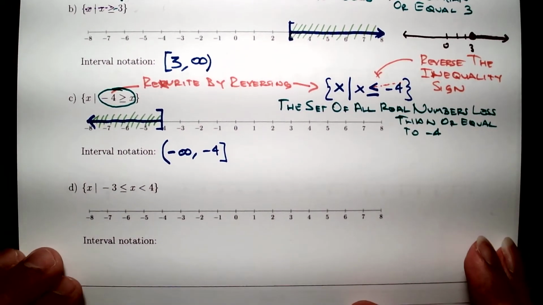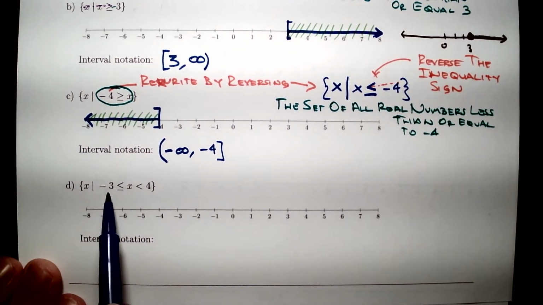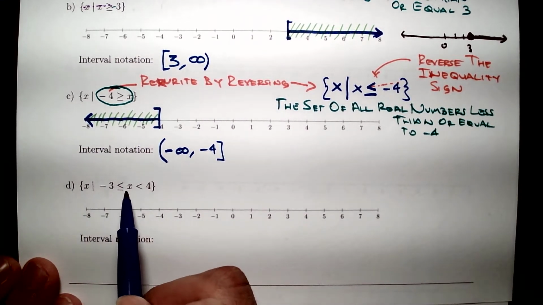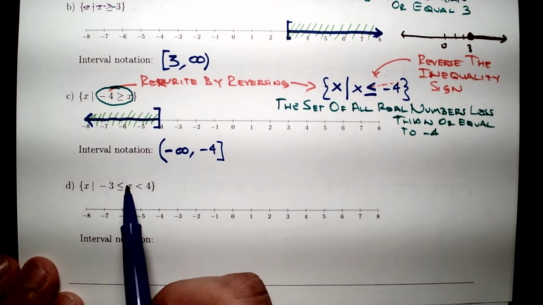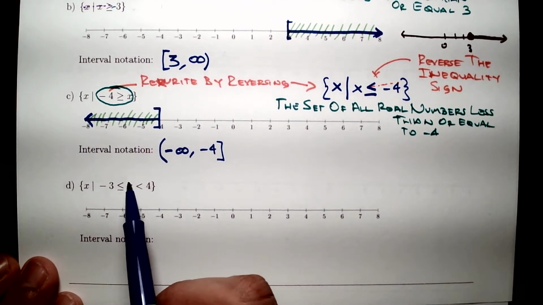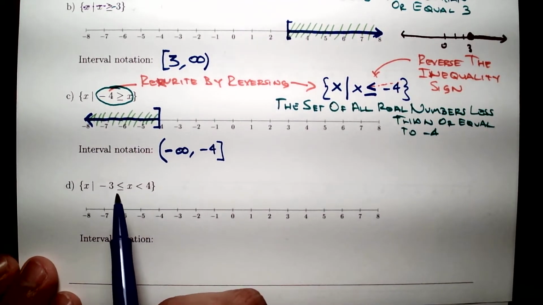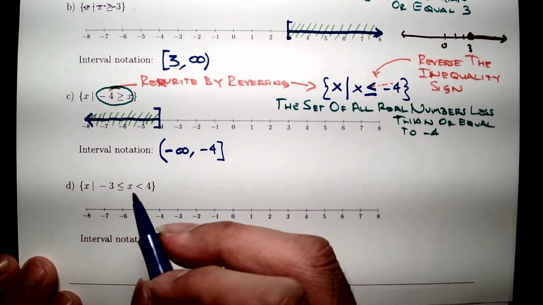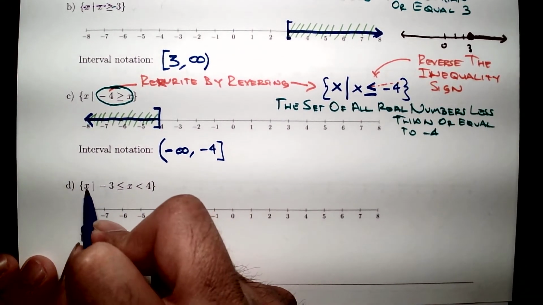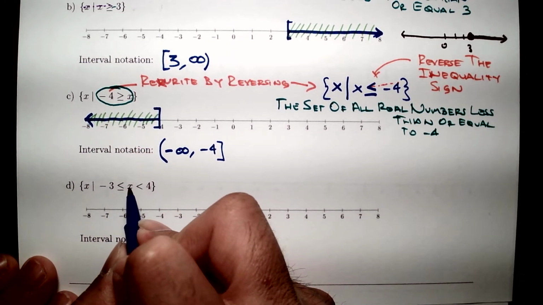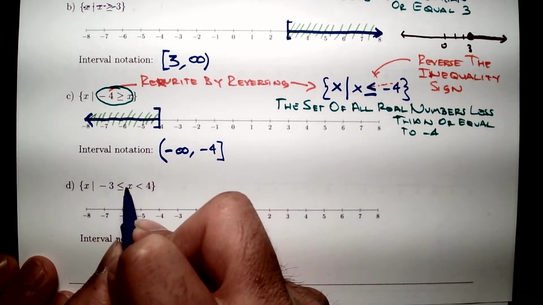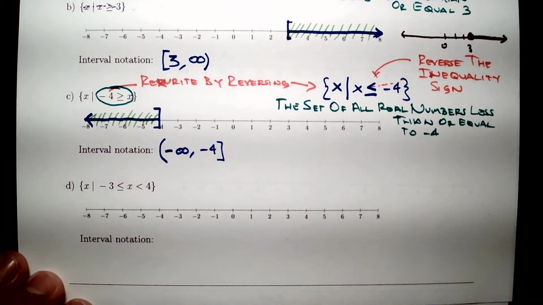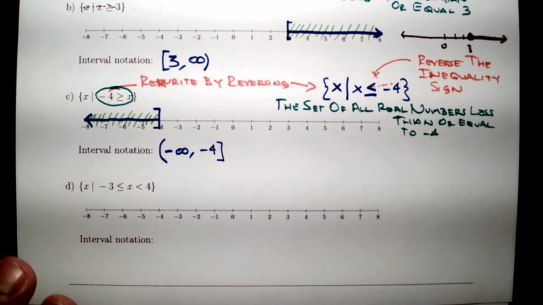All right, let's look at another example, a very interesting one. What do we have? x such that -3 less than or equal to x less than 4. That's not the correct way to read it. When you have a compound inequality like this, the way we read this is x such that x is greater than or equal to -3 and less than 4. Okay, so let's write this in words.